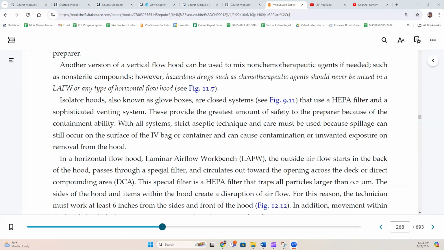Isolator hoods, also known as glove boxes, are closed systems that use a HEPA filter and a sophisticated venting system. These provide the greatest amount of safety to the preparer because of the containment ability. With all systems, strict aseptic technique and care must be used because spillage can still occur on the surface of the IV bag or container and can cause contamination or unwanted exposure on removal from the hood.